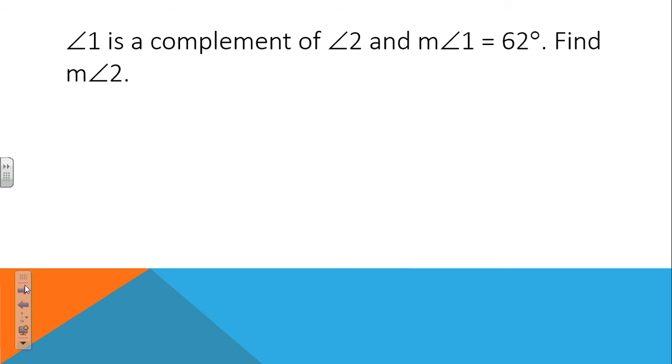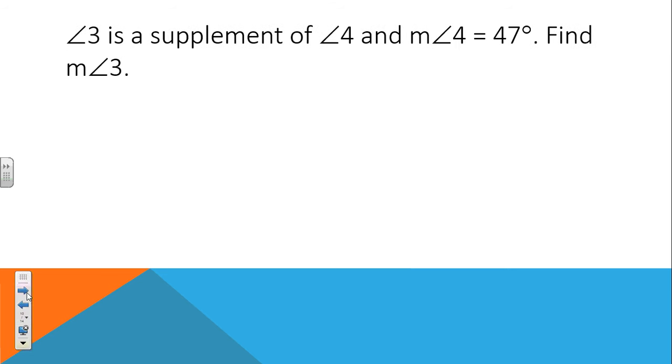All right, so here's the tougher ones. Okay, think about complementary angles. Angles 1 and 2 are complementary. What does complementary mean? Add to 90, okay? Angle 1 is 62 degrees. How are we going to find the measure of angle 2? Absolutely. Subtract from 90. So what'd you get? 28 degrees. Good job.